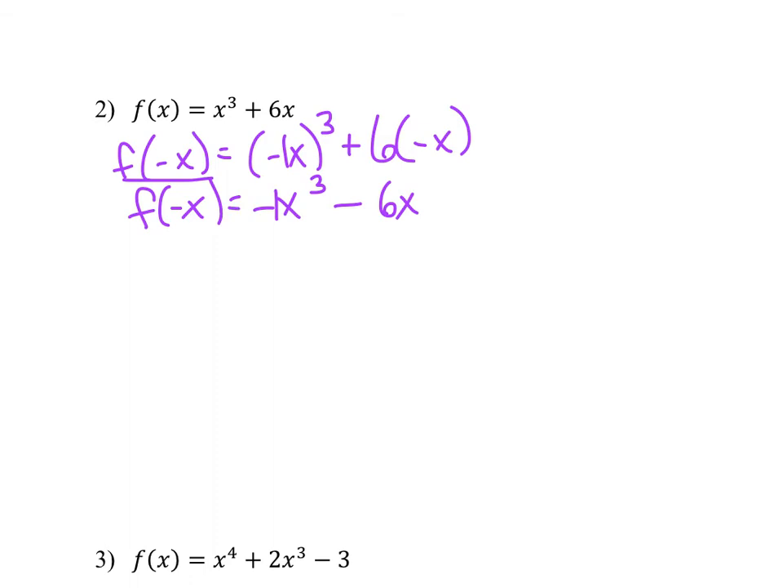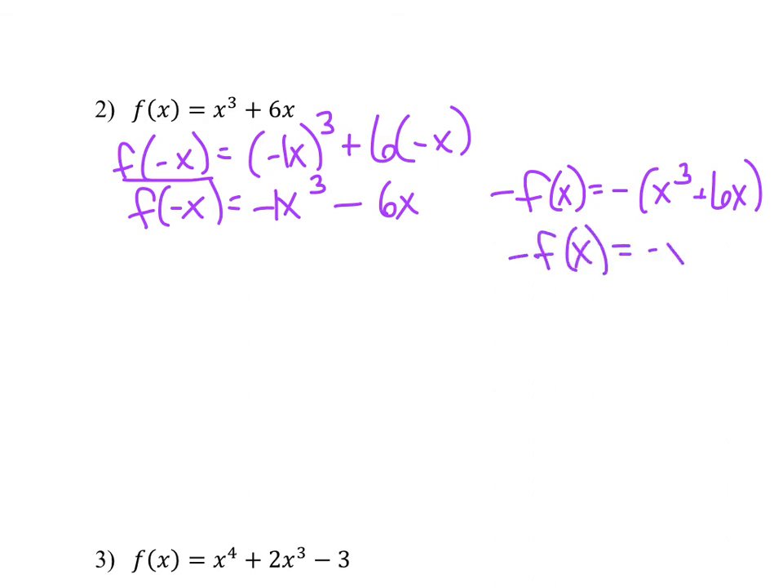The other thing that we do is we figure out negative f of x. So meaning we just put a negative on the outside. I'm excessively doing these steps. Obviously, putting this piece in isn't necessarily needed. You could just go right to here. Negative x cubed minus 6x.